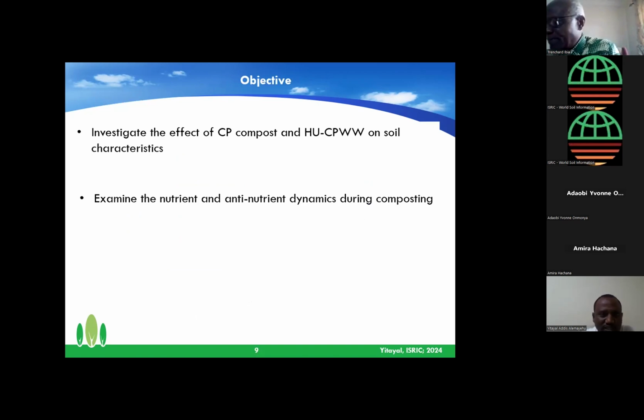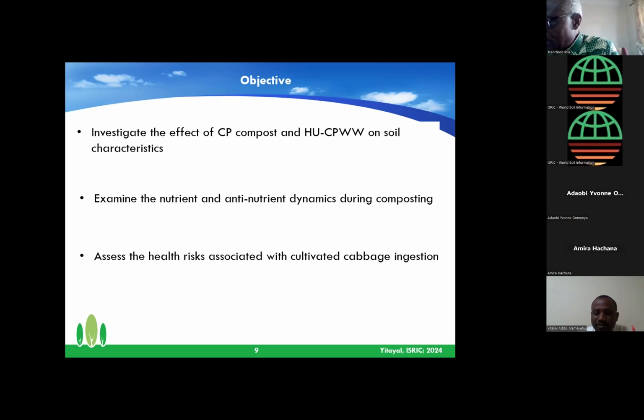So I'm coming to the objective: investigate the effect of coffee pulp compost and hydrolyzed urine with coffee processing wastewater. We have a wastewater from coffee pulp processing, and we have the urine. So on soil characteristics, and examine the nutrient and anti-nutrient dynamics during composting, which will not, of course, be presented for the interest of time, okay? And just focus on the health risks if the cultivated cabbage is ingested at different times.